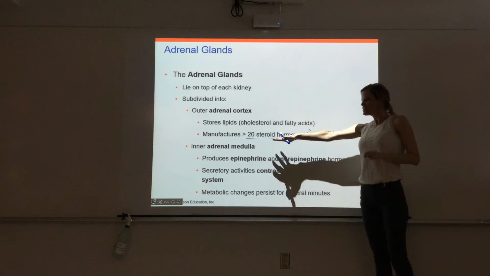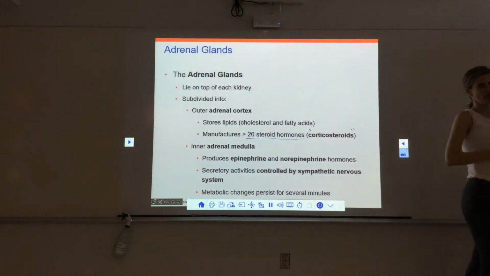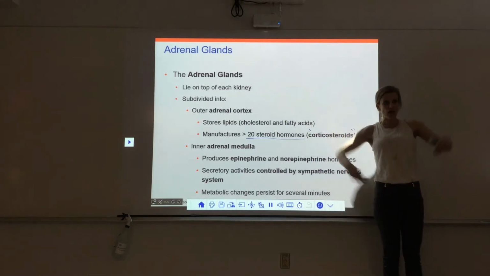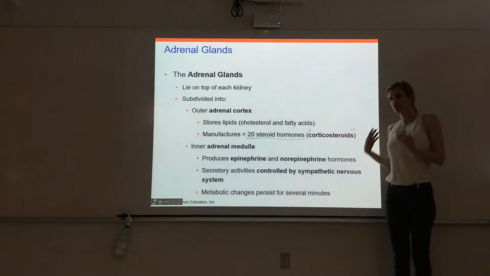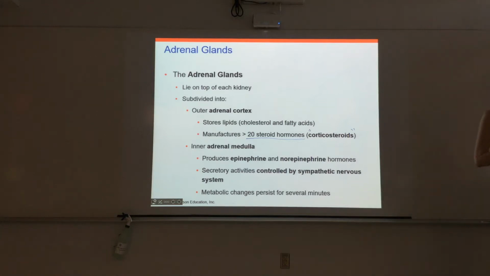The adrenal medulla is stimulated by the sympathetic nervous system. Okay, so there are actually sympathetic neurons that go down and innervate the adrenal gland. And when the sympathetic nervous system is turned on, we stimulate the medulla to release epi and norepi into the bloodstream. Okay, just to get kind of an extended sympathetic response.